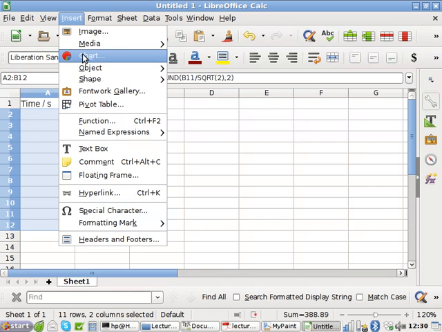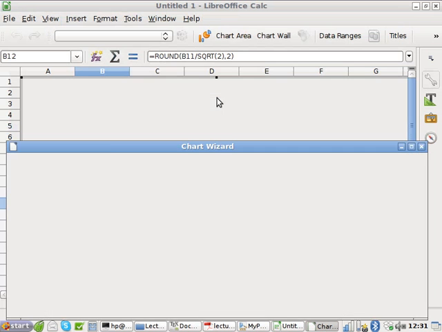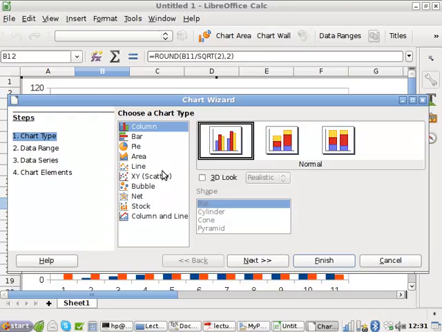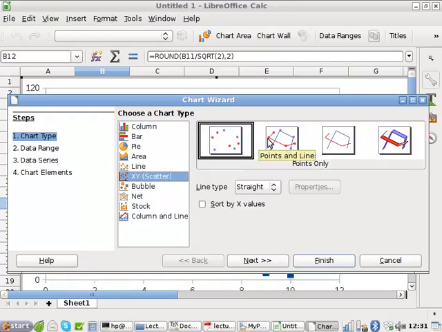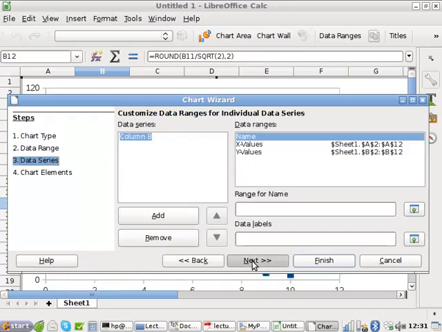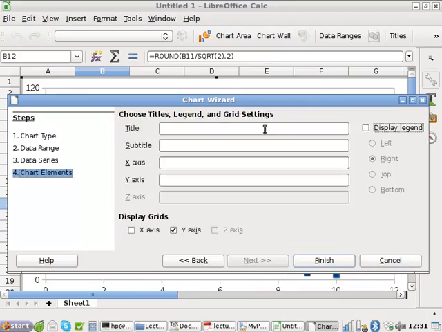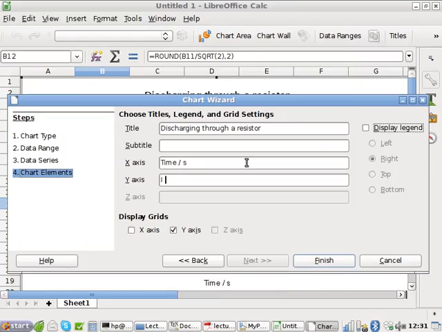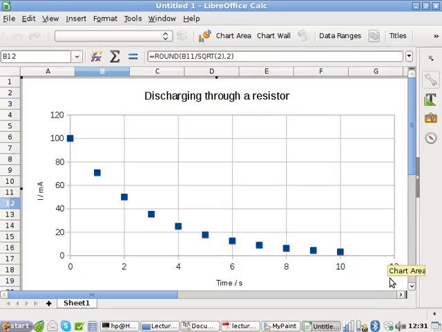Okay, so let's have a look at the graph here. Scatter plot again. This one. So, discharging through a resistor. And the x-axis is time in seconds, and the y-axis is current in milliamps. So it's not quite a straight line, it's this curved shape like this.